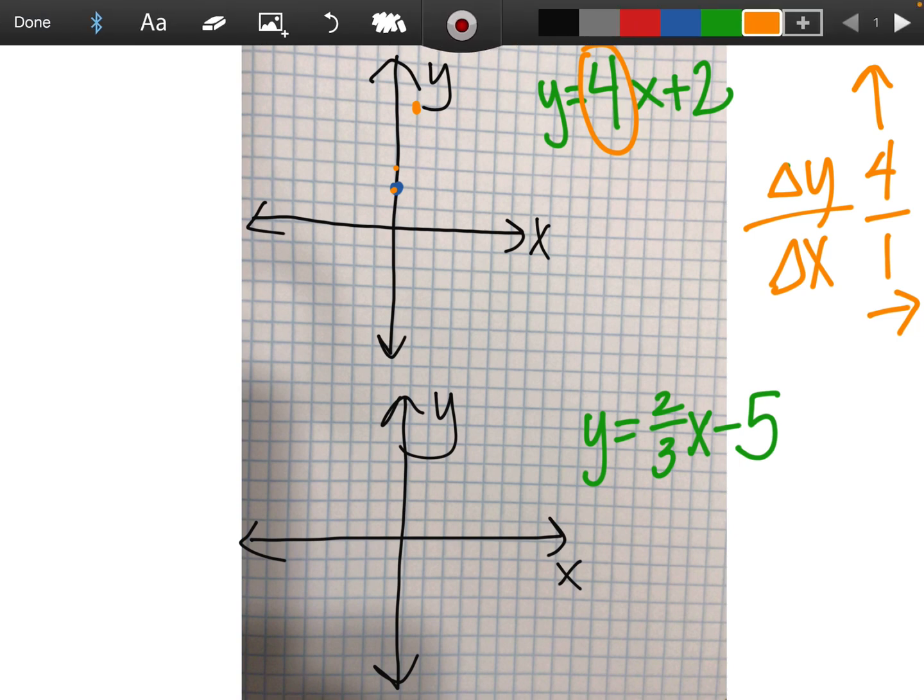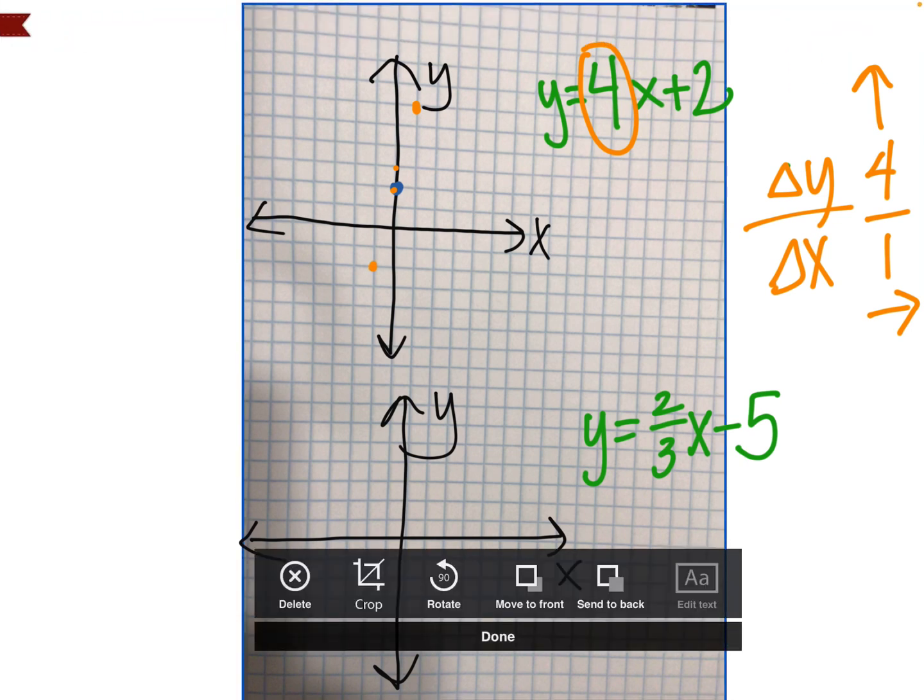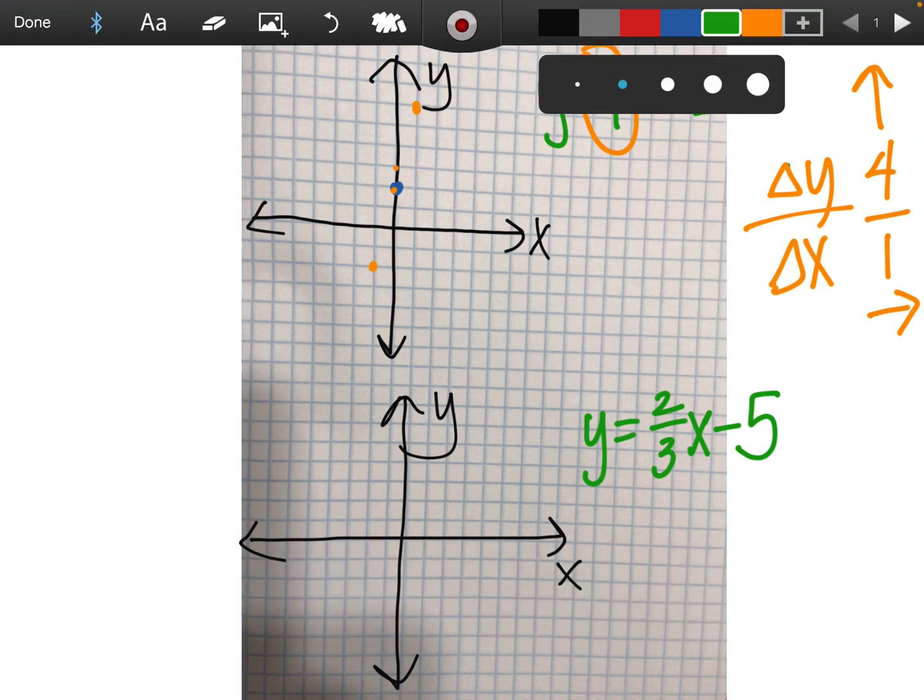So what I'm going to do is go up 4 because the change in y is positive. So I'm going to go up 4. And then because my change in x is positive, I'm going to go 1 to the right. So I'm going to start off at the y-intercept at 2, and I'm going to go up 4 blocks, 1, 2, 3, 4, and then over 1 to the right. Now, as I look at this graph, there's 1 point. So again, I went up 4 and over 1.